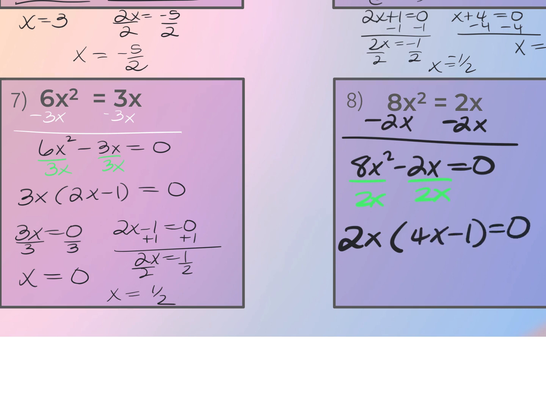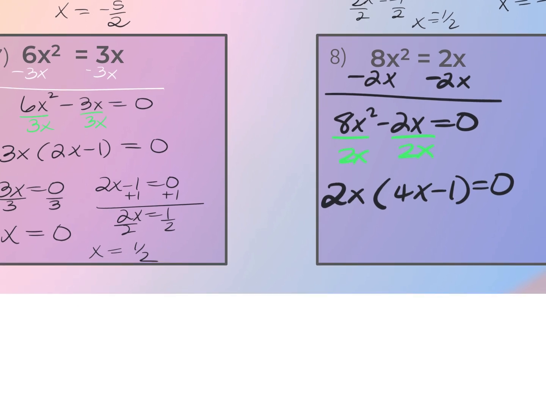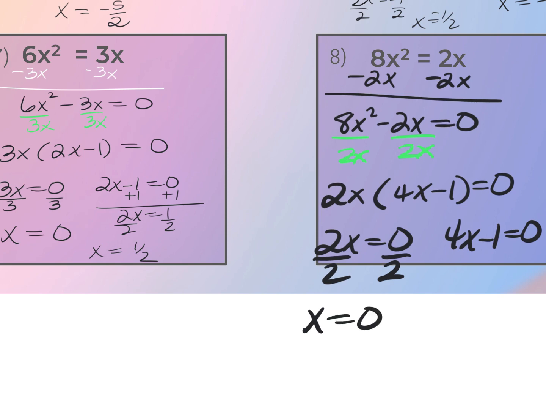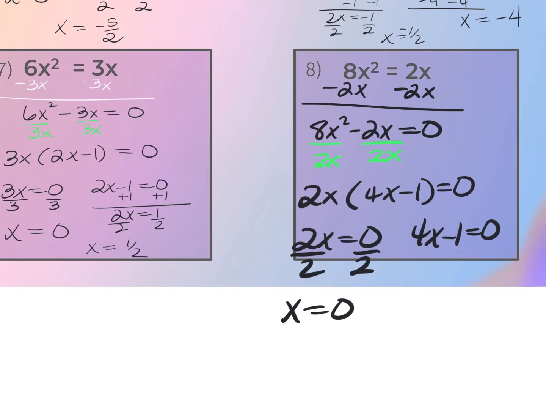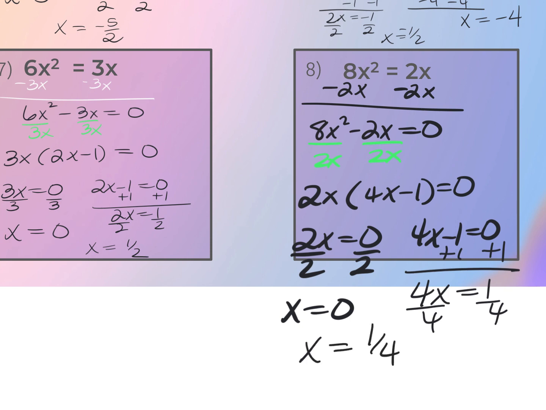and now set each term equal to 0. So the 2x equals 0 and the 4x minus 1. Here, when you divide 0 by 2, you just get 0. Here, add 1 and x equals 1/4. And you're done.